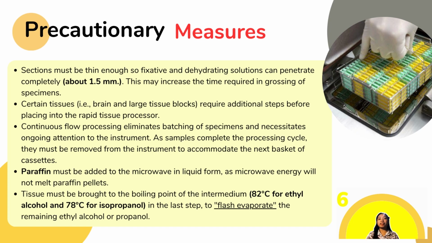As samples complete the processing cycle, they must be removed from the instrument to accommodate the next basket of cassettes. Paraffin must be added to the microwave in liquid form as microwave energy will not melt paraffin pellets. Tissue must be brought to the boiling point of the intermedium, which is 82 degrees Celsius for ethyl alcohol and 78 degrees Celsius for isopropanol, which is in the last step, to flash evaporate the remaining ethyl alcohol or propanol.